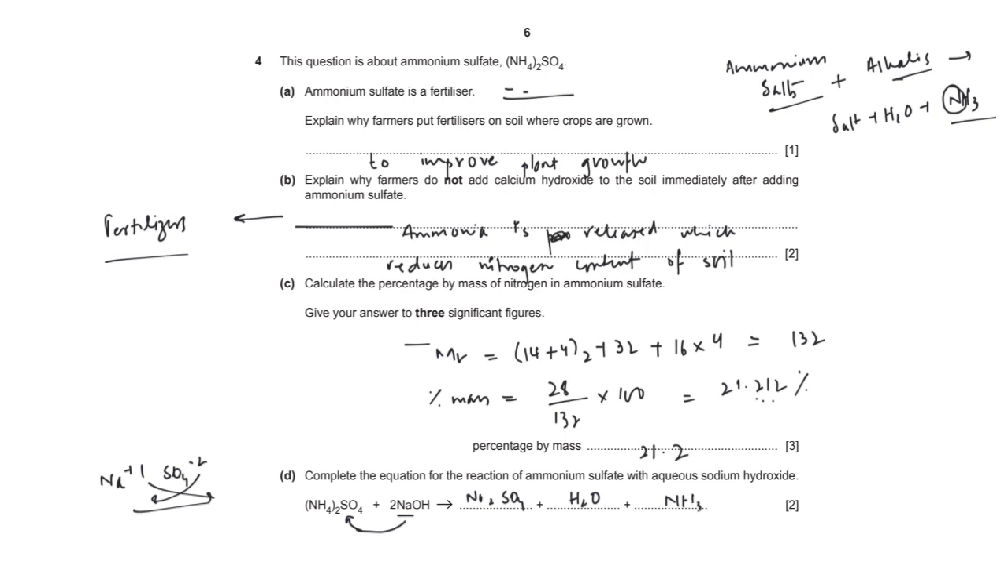So we'll have to balance this. Two nitrogens on the left, two nitrogens on the right, then 6 and 2 hydrogens. And yes, I think it's now balanced. Yes, it is.